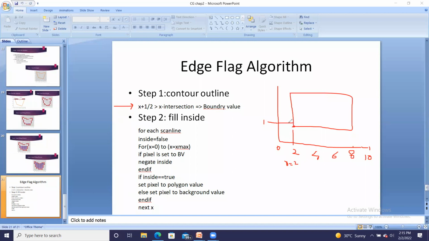So after 2, X intersection means I am going to put the value 2 here. Whatever X values lie half a unit beyond 2, I will call the boundary value. So from 2, half the distance ahead. So this is your 2 plus half, let's say. This particular thing I am going to call the boundary of the polygon. This is true for scan line number 1, 2, 3, 4, 5, let us assume. So this is called the boundary.